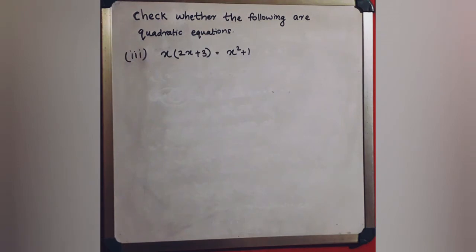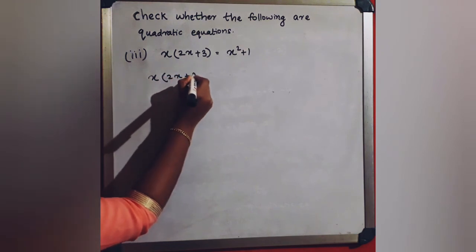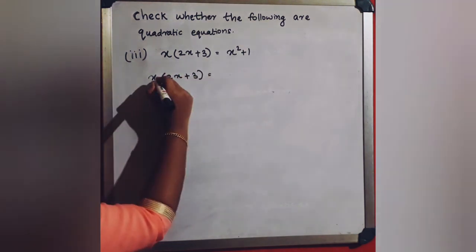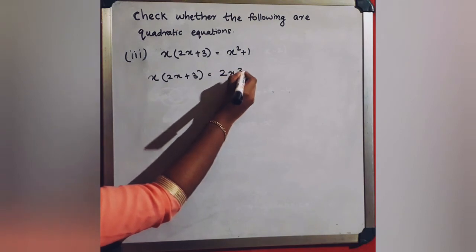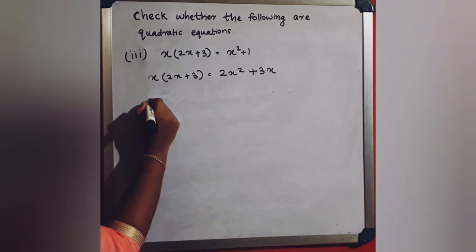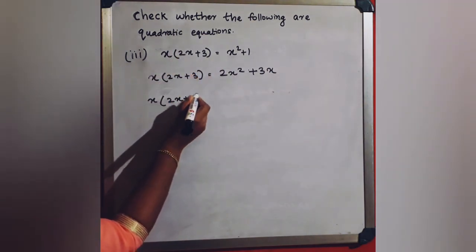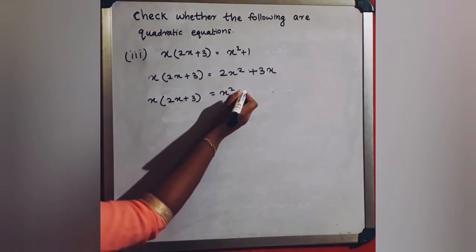Our next problem is check whether the equation x into 2x plus 3 is equal to x square plus 1 is quadratic or not. So consider the left side, that is x into 2x plus 3. Just open the bracket, that is x into 2x is 2x square, x into 3 is 3x.